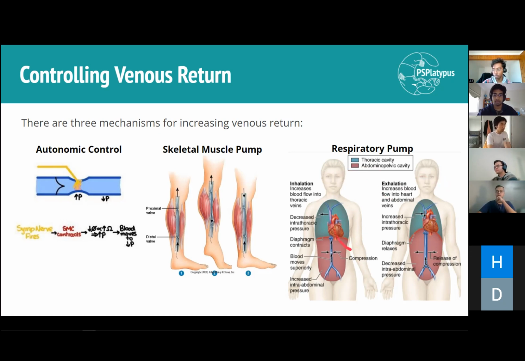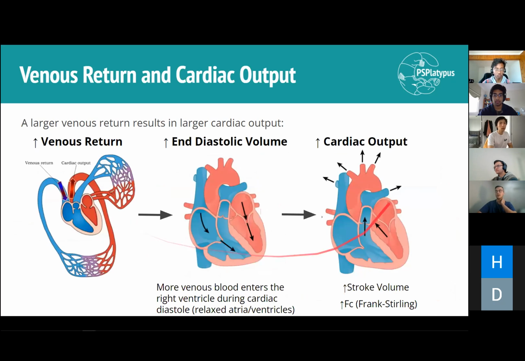So if you can increase the venous return from these three mechanisms, it also means, if you go back, you can increase the cardiac output, which can be useful in the context of exercise and other activities where you have a high metabolic demand and you need to achieve a high cardiac output.